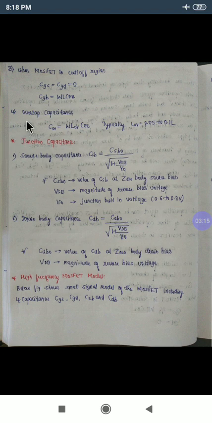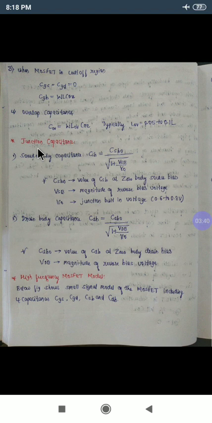Next, the fourth one is the overlap capacitance. In overlap capacitance, the capacitance value will be W LOV COX, where OV means overlap. Typically LOV, the length of the overlap, is between 0.05 to 0.1 L. The second type of internal capacitance is junction capacitance.